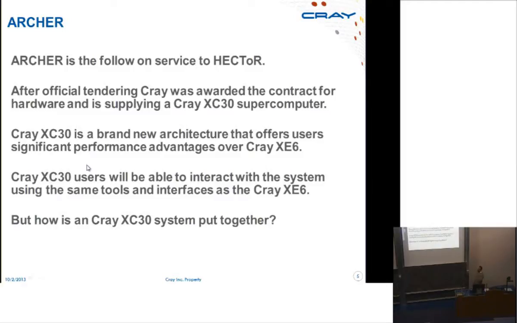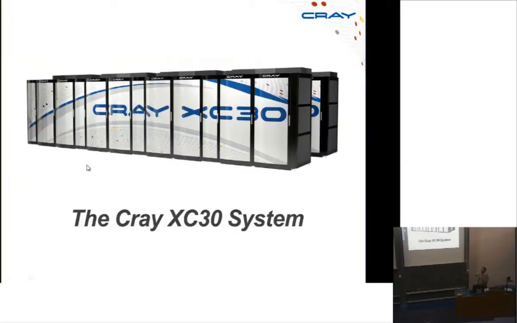The Cray XC30 is a brand new architecture. It's not just an upgrade over the XE6, it's almost a complete redesign of the large fundamental parts of the supercomputer. But it also maintains a lot of the heritage, tools and interfaces that were available on the Cray XE6. So we're hoping it will be a relatively familiar environment for people moving from Hector potentially onto Archer. What I'm going to get onto now is how the XC30 is put together, what makes it a supercomputer, and how people interact with it.